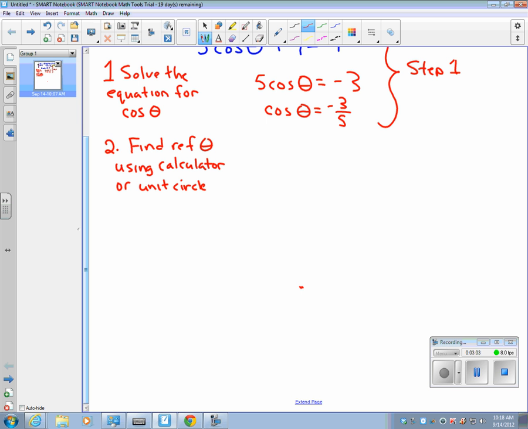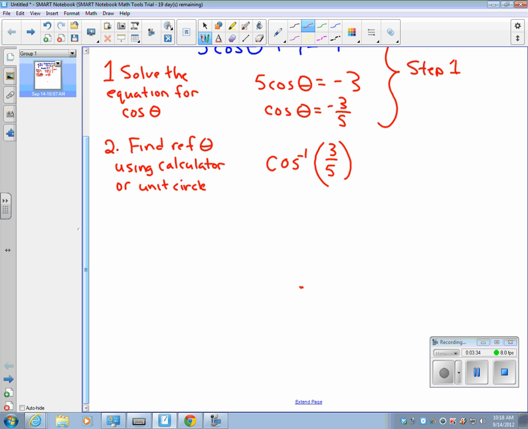Is 3/5 one of those values that we had? No. We had things like 1/2 and root 2 over 2 and root 3 over 2, right? We didn't have things like 3/5. So we're going to have to use our calculator. Do you remember how you use your calculator to do this? Okay, we do this button, remember? Cos inverse of 3/5.